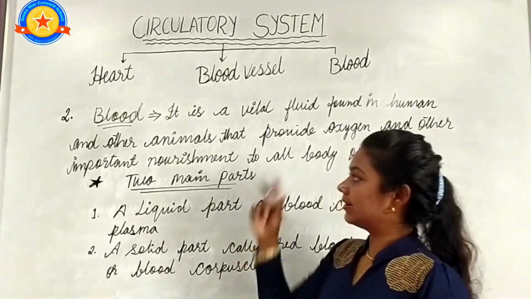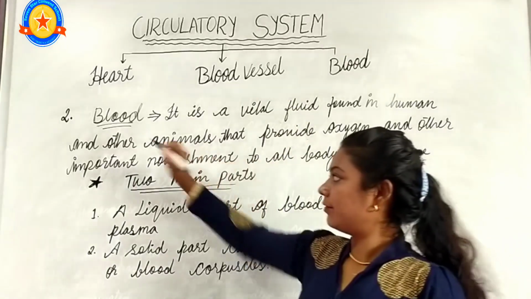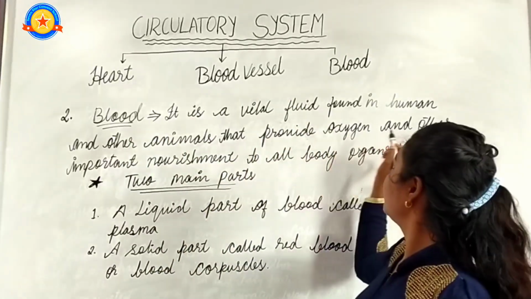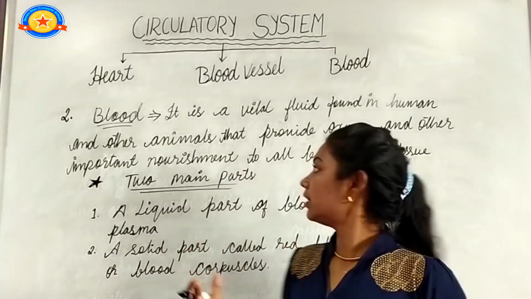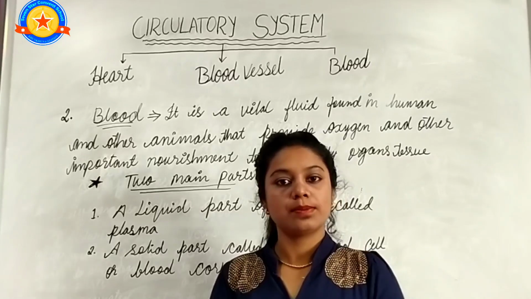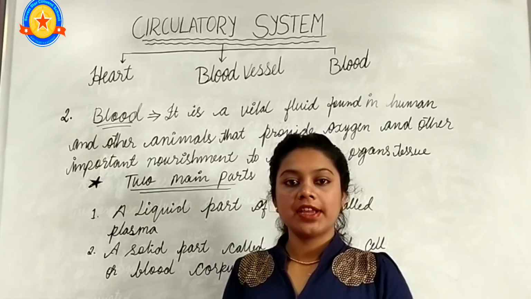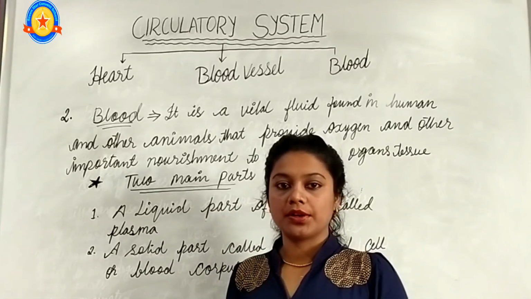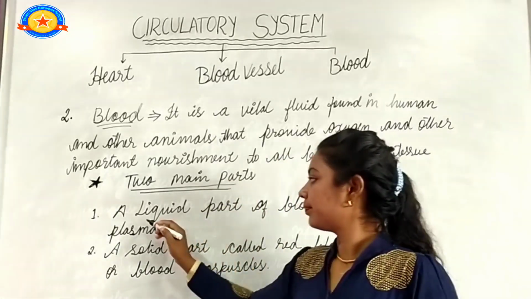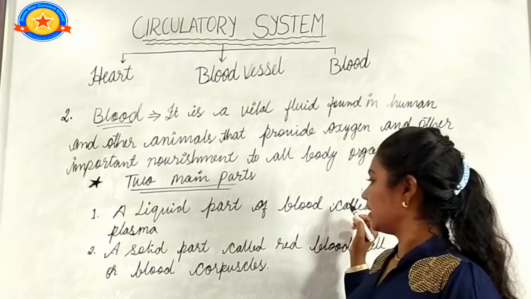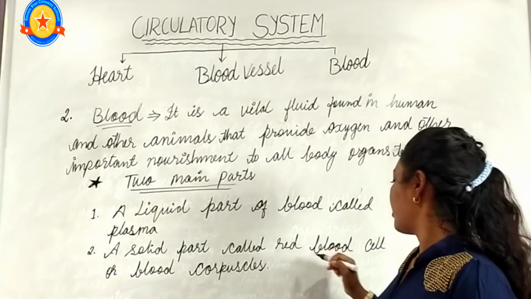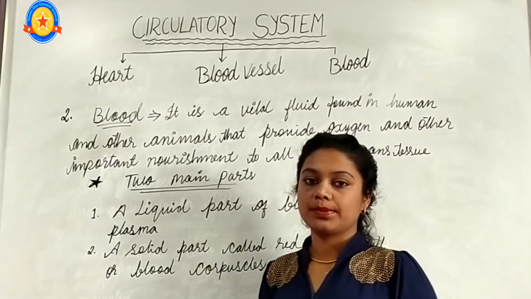Next, the third part of the circulatory system is the blood. Blood is a vital fluid found in the human body and other animals that provides oxygen and other important nourishment to all parts of our body, and carries waste materials out of the body. Blood has two main parts: the liquid part, called plasma, and the solid part, the blood cells or blood corpuscles.